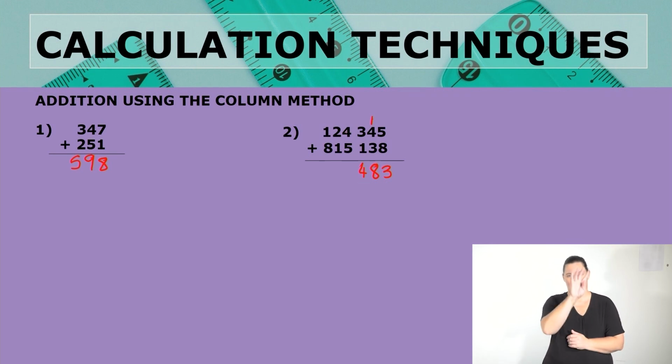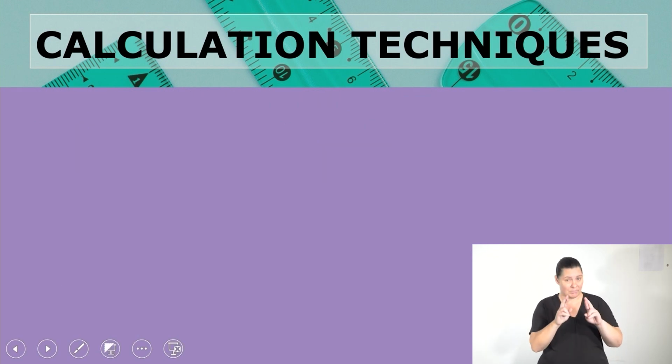Next, we have 4,000 plus 5,000. That will give us 9,000. Then we have 20,000 plus 10,000. That gives us 30,000. And then lastly, we have 100,000 and 800,000, which gives us 900,000. Our final answer there is 939,483. I hope you managed to get that.